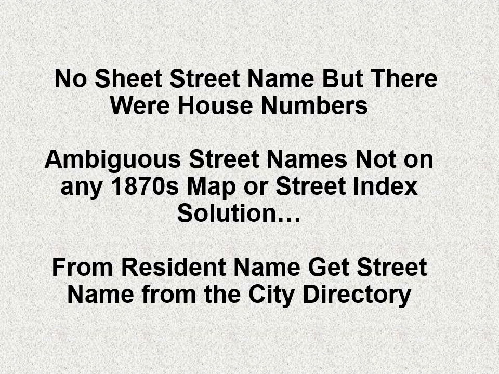Another difficult situation. There's no street name on the sheet because it's been cut off. It's not even there. But there are house numbers. Or I have ambiguous street names that I can't figure out the spelling. It's not on any 1870 map or street index. So the solution is, from the resident name, go to the city directory and get the street name.